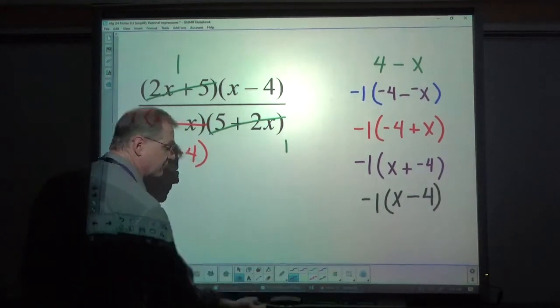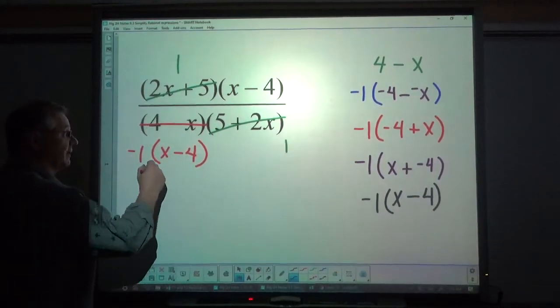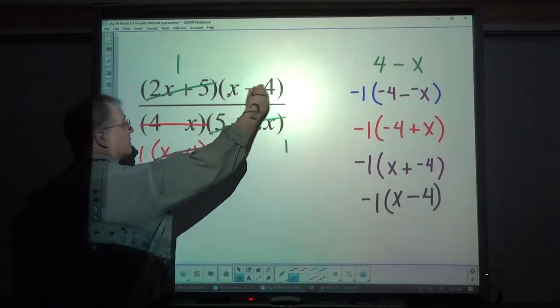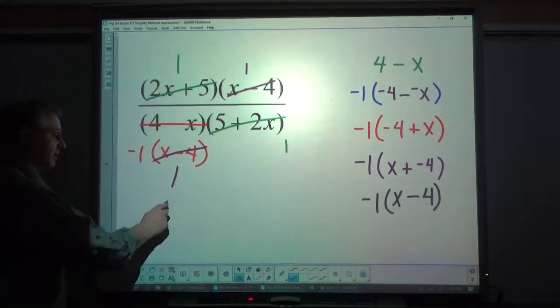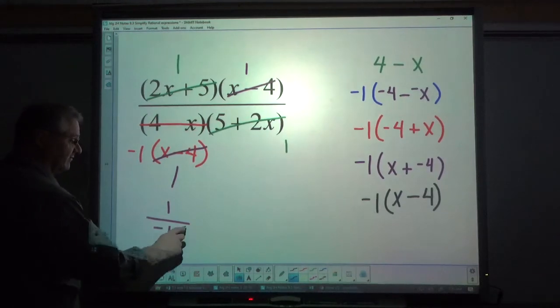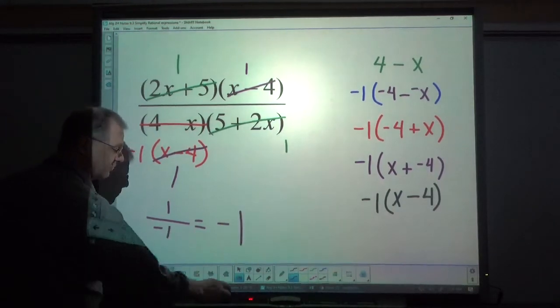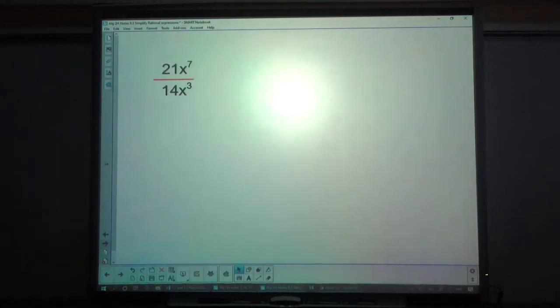Now I can reduce the x minus 4 on bottom with the x minus 4 on the top of the fraction. On top, I only have 1s. On bottom, I have a negative 1 times 1, so that's negative 1. The answer is negative 1. And that's my final answer when reducing. Most of them don't require that, but occasionally you see that.